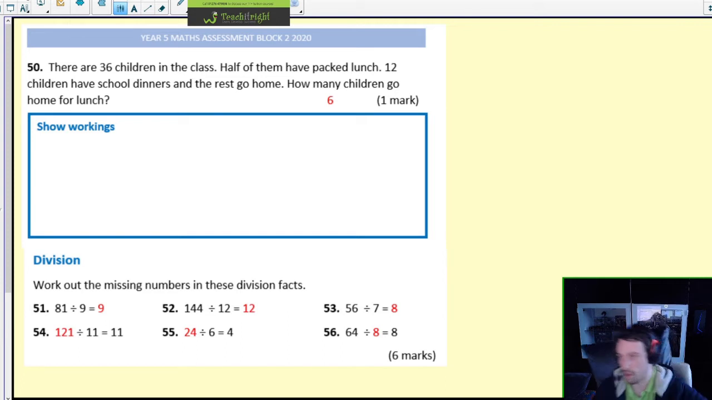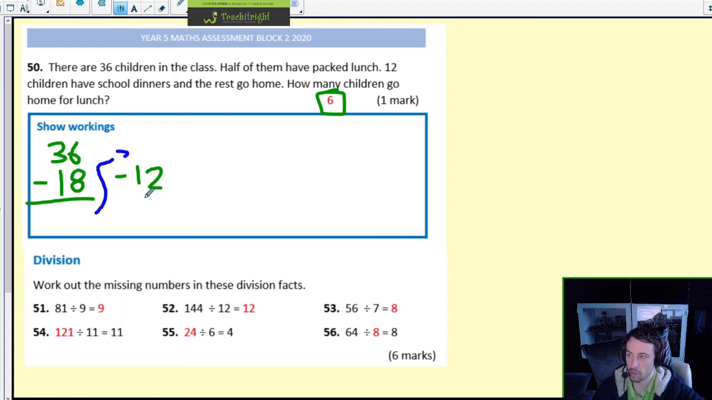Well, it's 36 in total. And half of them have packed lunch, so you're going to take away half of 36, which is 18. To that answer, you're then going to take away a further 12, because 12 have school dinners, and then the remainder, and if we actually add ahead, so I can do 18 and 12 is 30, so the remainder is going to be 6, go home. And again, it's whatever the answer to this one is what you'd put up there to subtract to get your answer for this, which is 6.